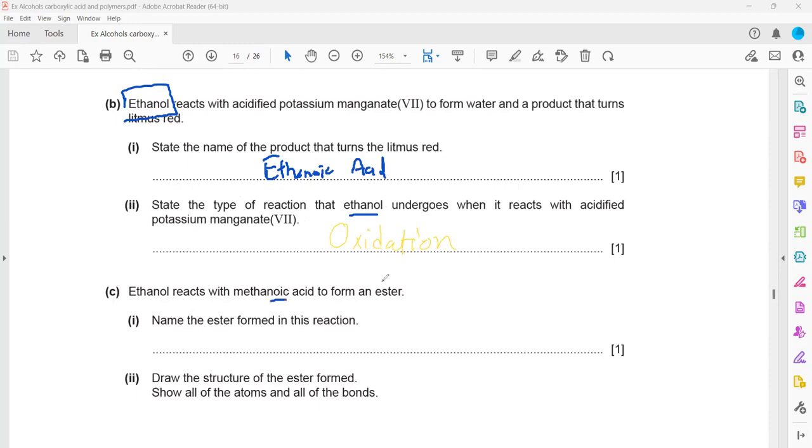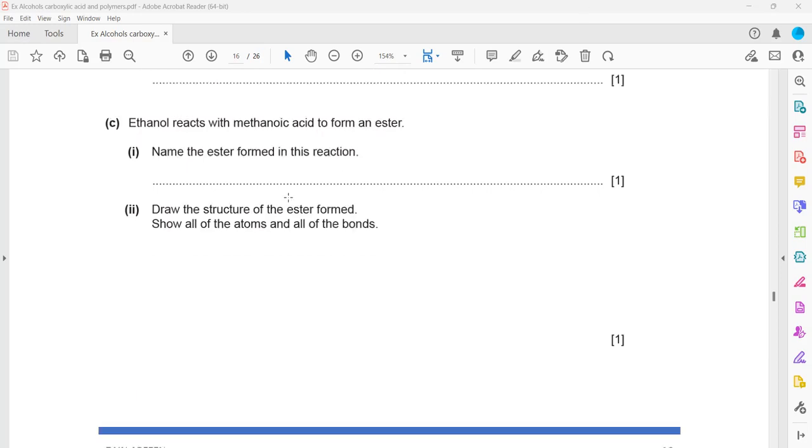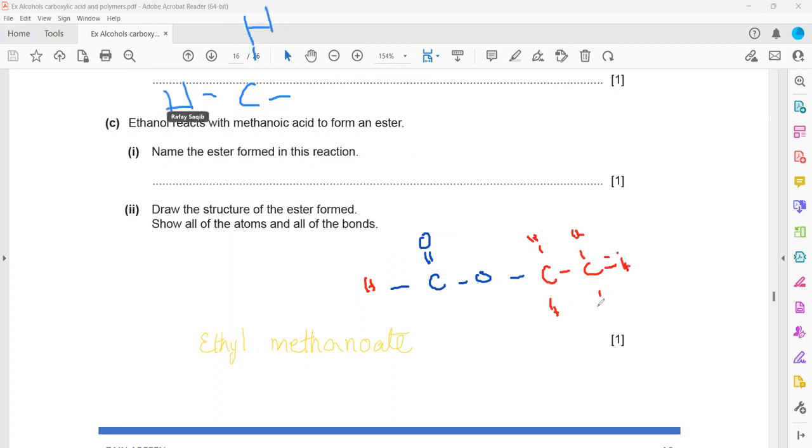Ethanol reacts with methanoic acid to form an ester. So ethanol plus methanoic acid gives ethyl methanoate. The first name is from the alcohol, the second name is from the carboxylic acid. So, ethyl methanoate. Now we have to draw the structure of ethyl methanoate. For esters, you will draw C double bonded with O and O. Eth means two carbons, so we'll put two carbons, 1 and 2. And meth means one. One is already there, so we don't have to put another. So this is the structure of ethyl methanoate.